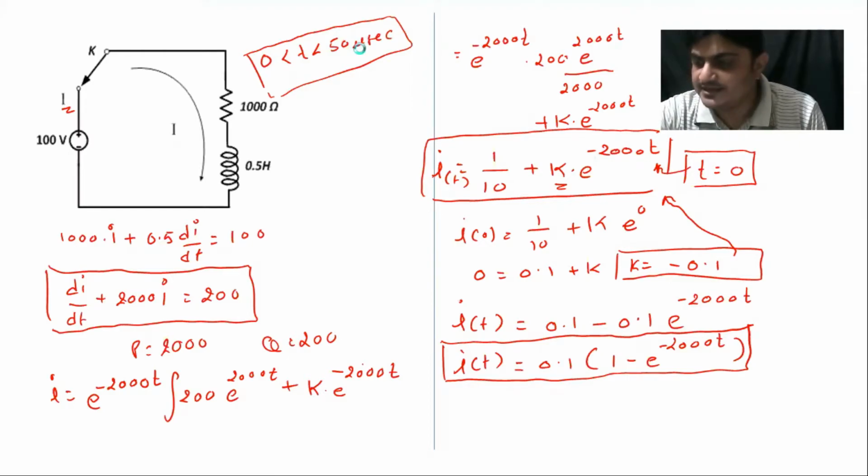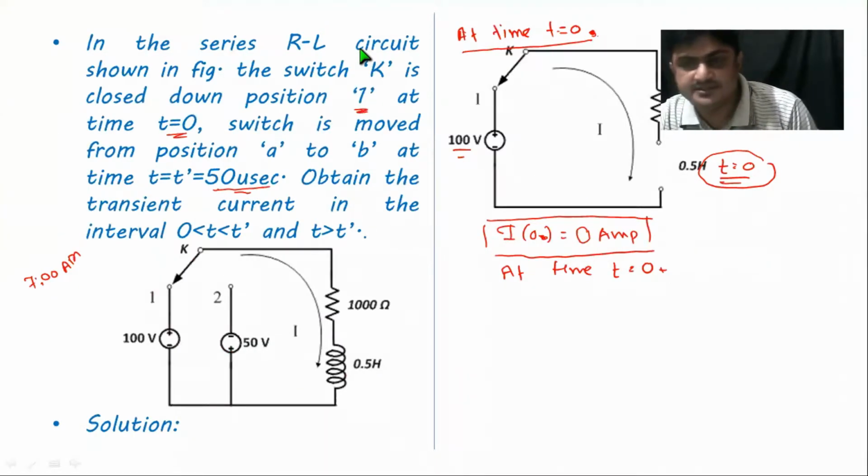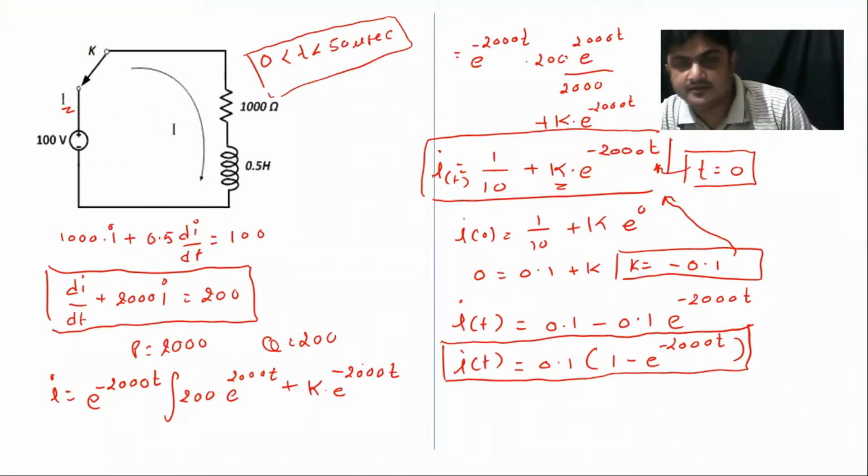So exactly at the 0 instant, this is the situation: current is 0 ampere, right? Then the inductor will start charging and the current will build up, and this is the expression: I of t is equal to 0.1 times (1 minus e raised to minus 2000t). This is the expression between 0 and 50 microseconds.